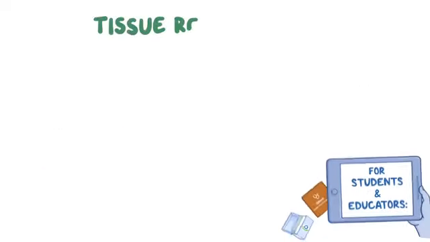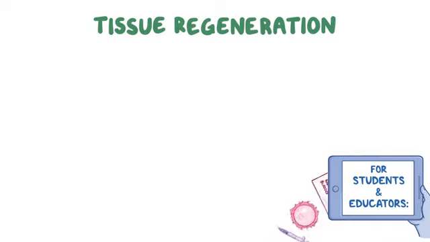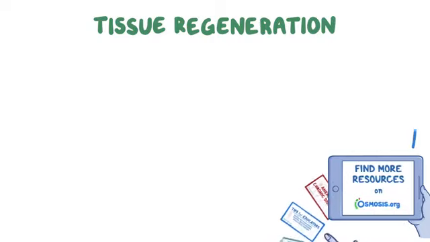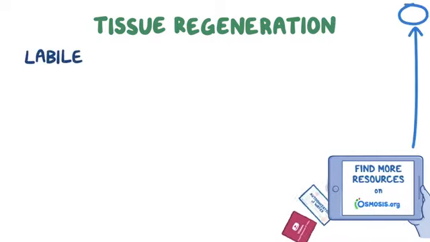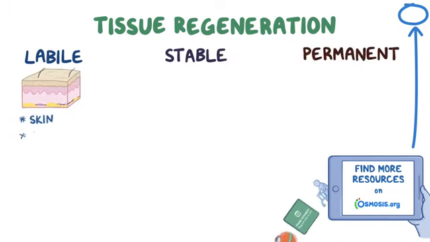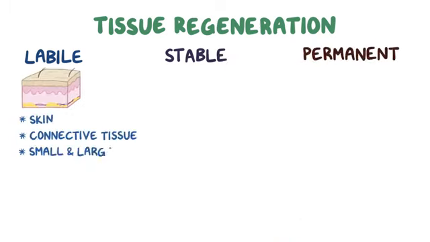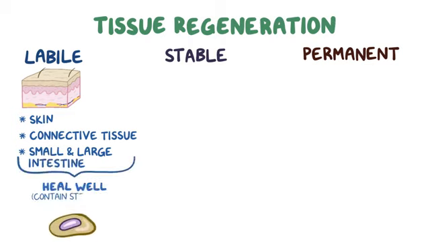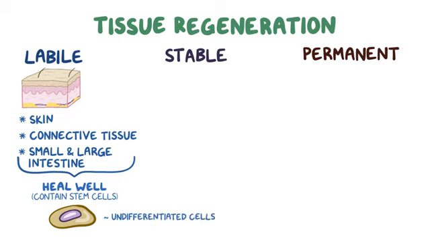Now, some tissues regenerate more easily than others, and the regenerative capacity of tissue is classified as labile, stable, and permanent. Labile tissues like skin, connective tissue, and small and large intestine heal extremely well because they contain stem cells, which are undifferentiated cells that can divide and renew the cells that have died.